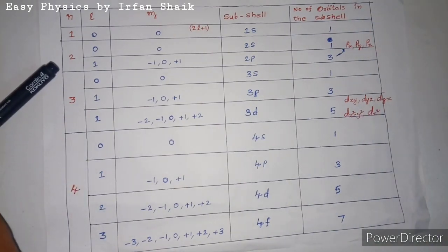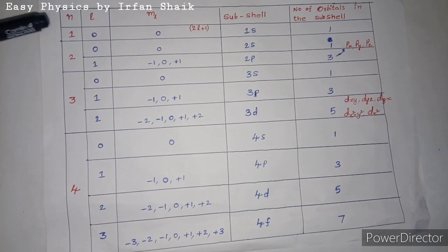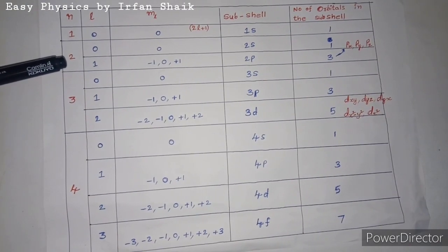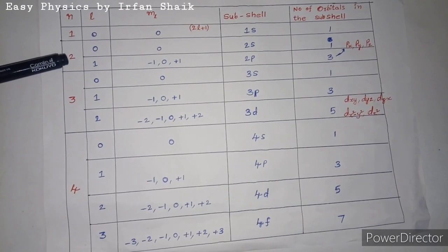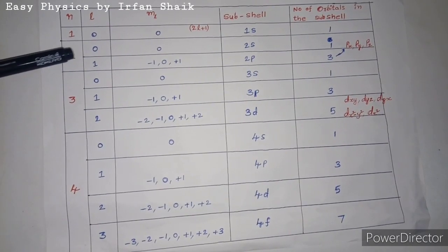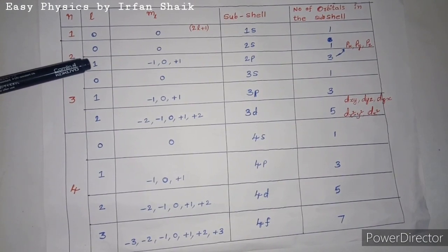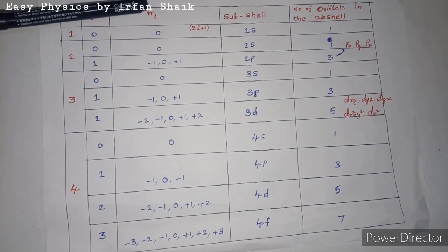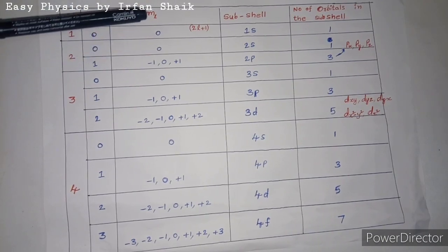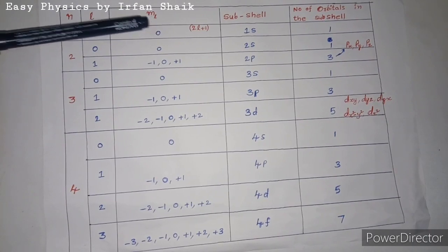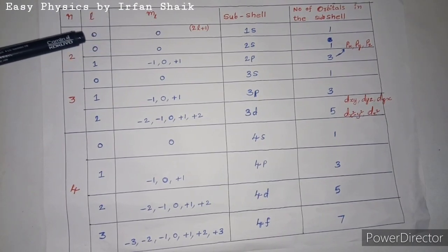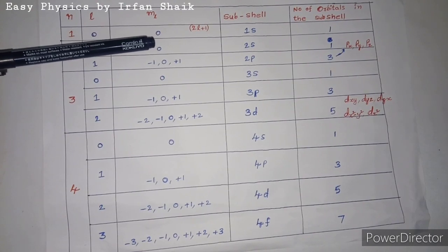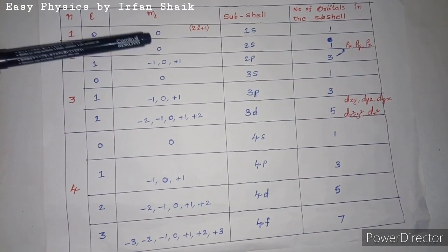Let us go to the second shell, that is n is equal to 2. If n is equal to 2, we get two values here. One is 0 and the second value is 1. If l is equal to 0, the number of ml values is only one, that is 0, same as above.